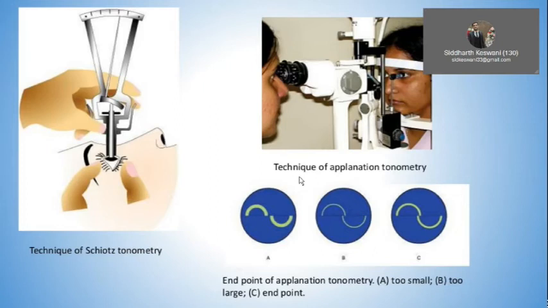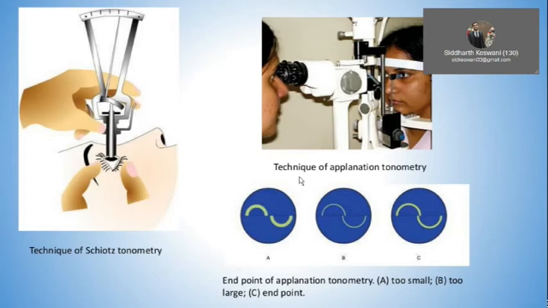So this is again a lady sitting, and that is the applanation tonometer, which is attached to the slit lamp, as you all can see. Then on the left side we have the Schiotz tonometer, which is not used nowadays.